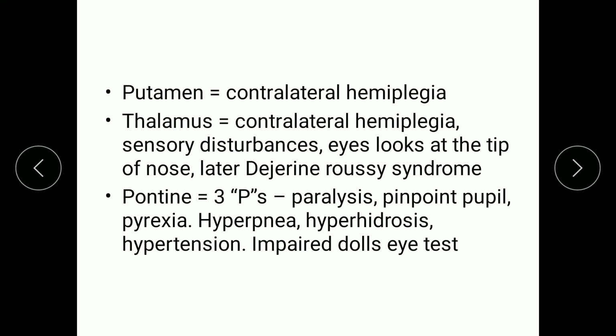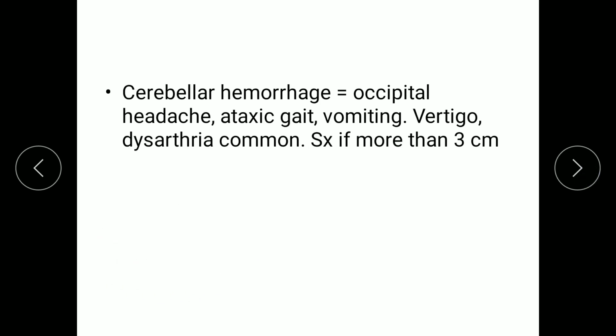And pontine hemorrhage, remember it as 3 P's, that is paralysis, pinpoint pupil, and pyrexia. Patient can also have hyperpnea, hyperhidrosis, that is increased sweating, and hypertension, which will be very severe. And cerebellar hemorrhages can present as occipital headache, ataxic gait, vomiting, vertigo.